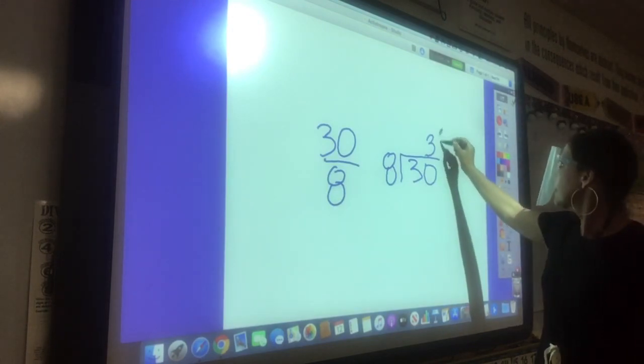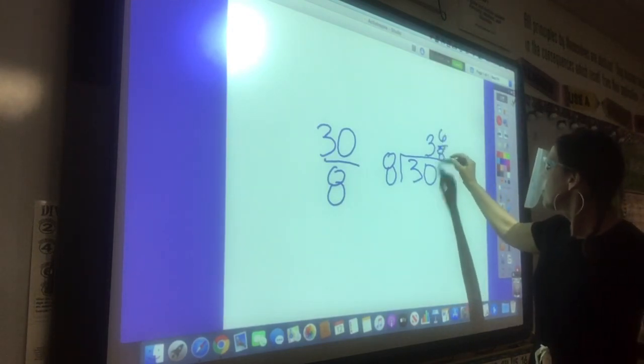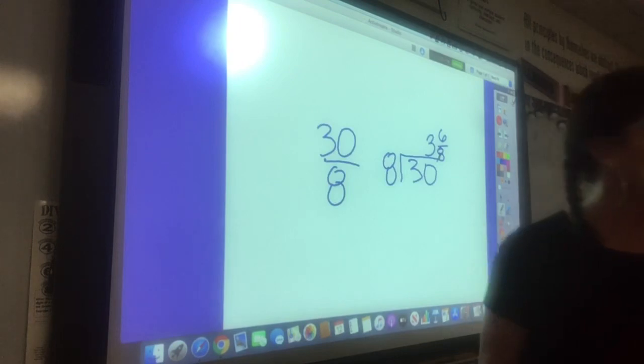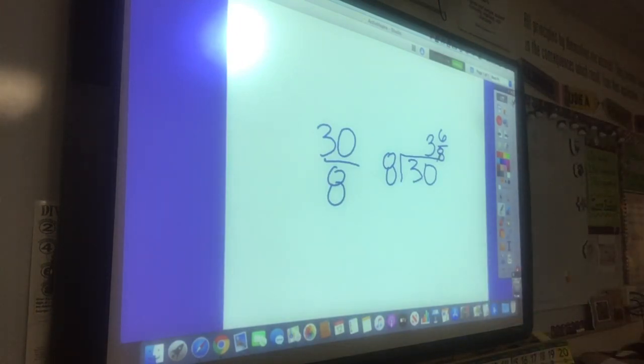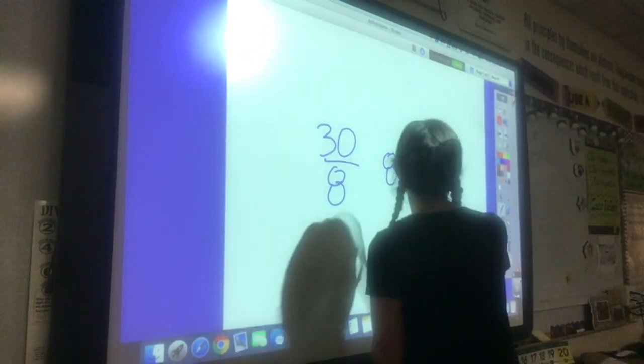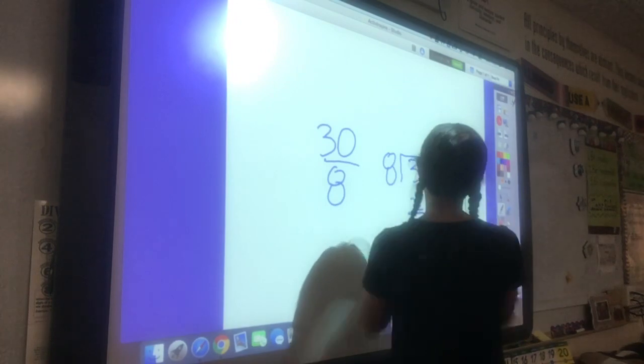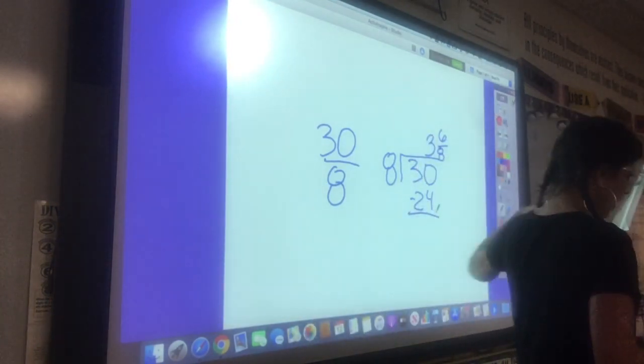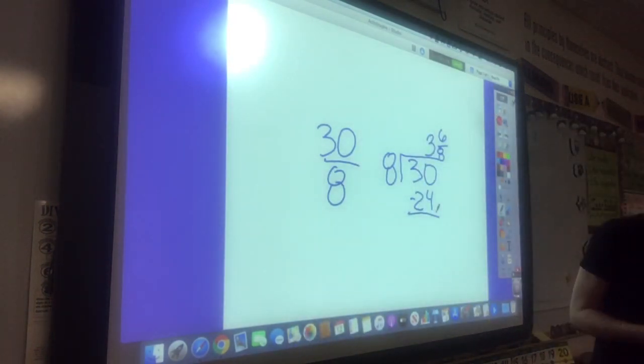6. So my 6 goes here, my 8 goes here. Okay, now, it's not finished because 6/8 can be reduced because you can divide 6 and 8 both by 2. And so, Sarah Grace, what was my final answer? 3 and 3/4. Okay, 3 and 3/4. And if you need to come down here and subtract like that, you can. But hopefully y'all know that the difference between 24 and 30 would be 6.